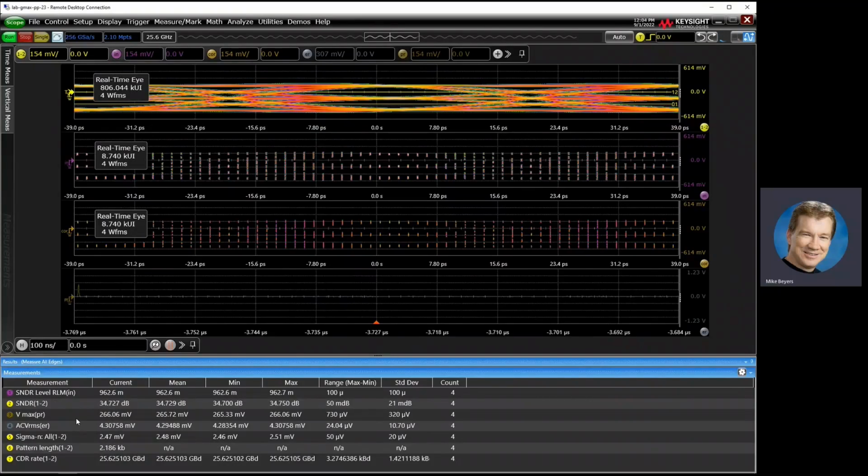Again, looking at some of the other details, you can see the Pmax, the sigma E, the sigma N. You can look at the sigma N of individual levels, but for the SNDR measurement, we need the composite of all the levels.